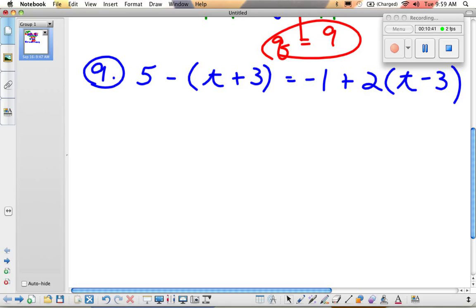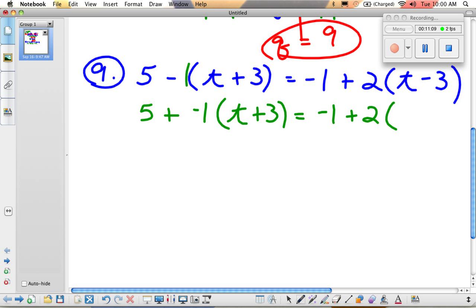We could add the opposite. That would be my first move, and I'm just going to write it down so I can see how it looked before I did that. 5 plus. Well, what's going to become the opposite? There's nothing there to become the opposite. Well, there really is. Isn't there a 1 there? Yeah? Okay, so negative 1 times t plus 3, no subtraction in that one. And then negative 1 plus 2 times t, add the opposite of 3, which is negative 3, right? I'm feeling like we're going to be far more successful now.